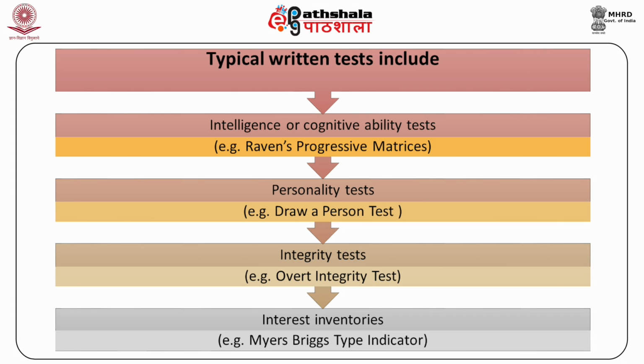It includes personality tests, for example the Draw-a-Person test, integrity tests like the overt integrity test, and interest inventories, for example the Myers-Briggs Type Indicator. Thus, such tests have been of great help, and mechanical ability, perceptual accuracy and motor ability have proven to be very valid predictors of many skilled, semi-skilled and unskilled operative jobs in the industrial organization.